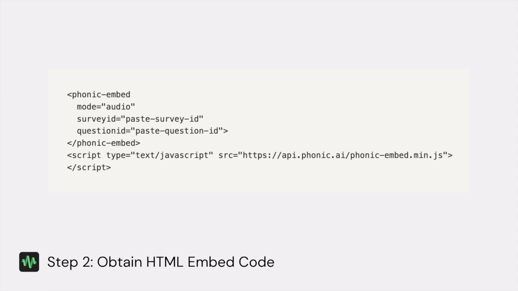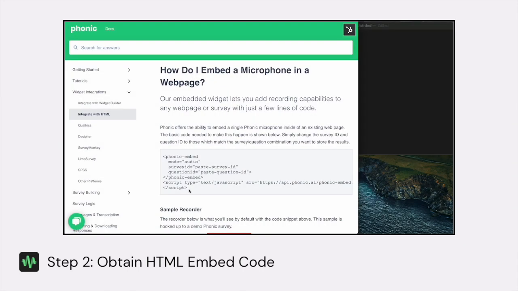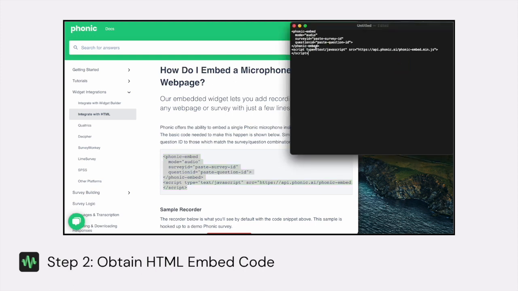Now, there are 2 main things we need to edit in this template. We need to specify the Phonic survey ID and the Phonic question ID. I'm going to walk you through how to do this. First, I'm going to open the documentation with the HTML template, which can be found below. I'm also going to open a plain text file that I can paste the code into. Once the code is pasted into my plain text file, I'll head over to the Phonic dashboard to obtain the survey ID and the question ID.